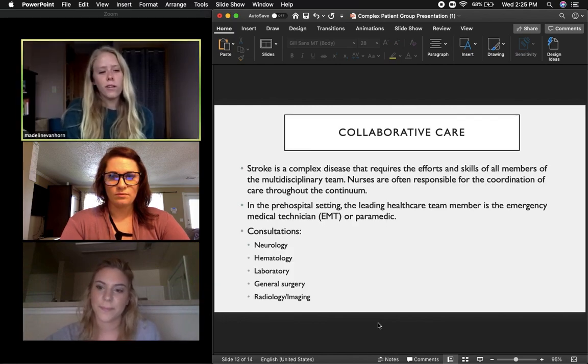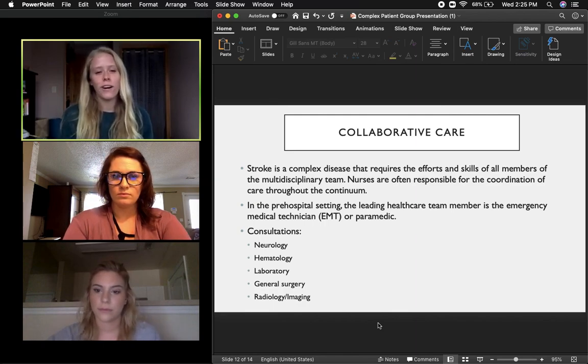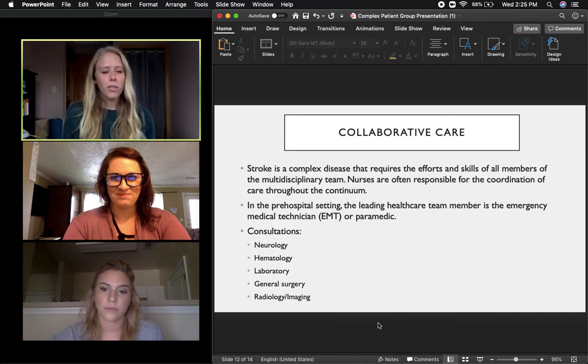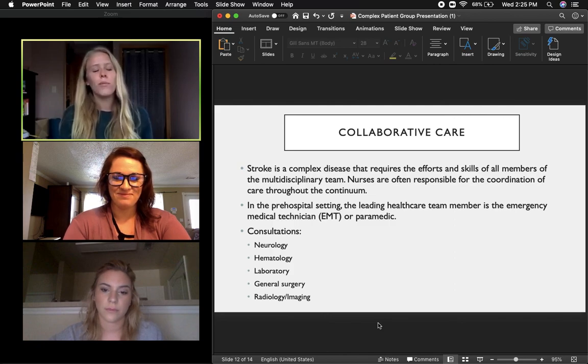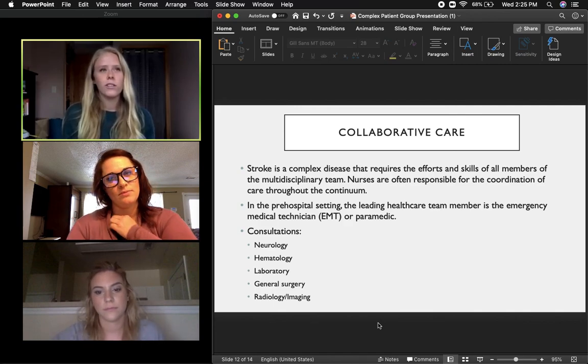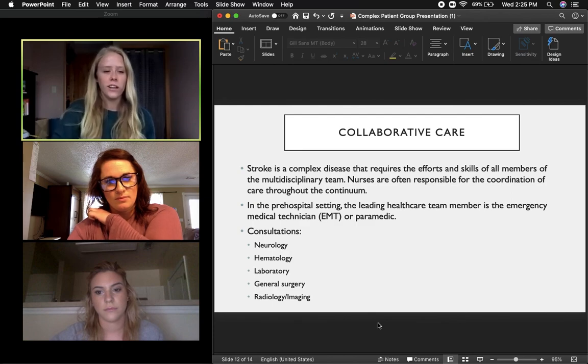When we're talking about collaborative care, we have to remember that stroke is a complex disease that requires the efforts and skills of all members of the multidisciplinary team. Nurses are often responsible for the coordination of care throughout the continuum. Before the patient gets to the hospital, the leading healthcare team member is the emergency medical technician or a paramedic. But once the patient reaches the hospital, a multidisciplinary team has to come together and coordinate closely in order to provide the best care for the patient.